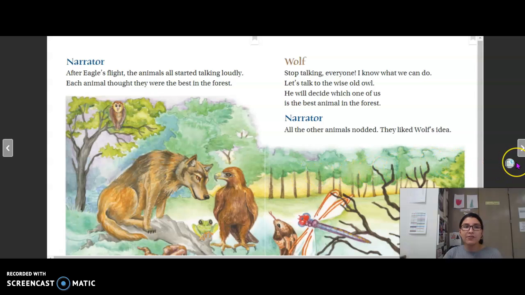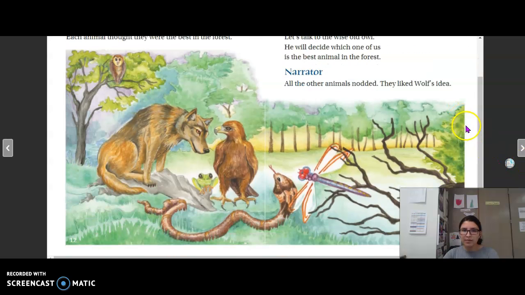Narrator. After Eagle's flight, the animals all started talking loudly. Each animal thought they were the best in the forest. Wolf. Stop talking, everyone. I know what we can do. Let's talk to the wise old owl. He will decide which one of us is the best animal in the forest. Narrator. All the other animals nodded. They liked Wolf's idea.